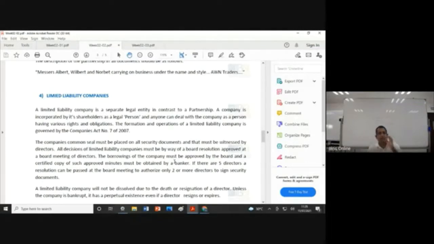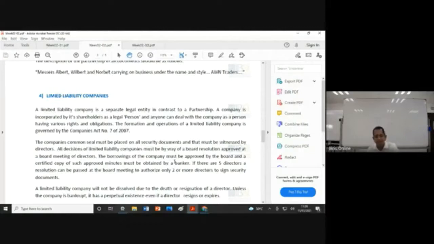The company is responsible for all dealings with the banks, all borrowings, all operations. So companies are governed by Act number 7 of 2007. That is the latest Companies Act, right? So all communication between the financial institution and the company happens through board resolutions, right?